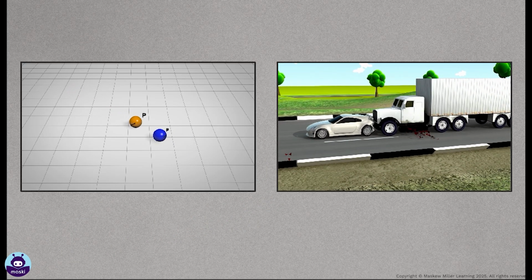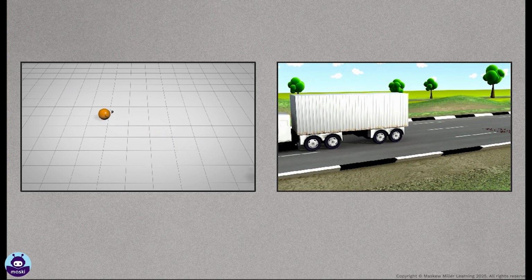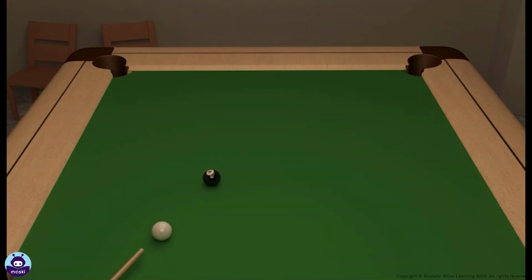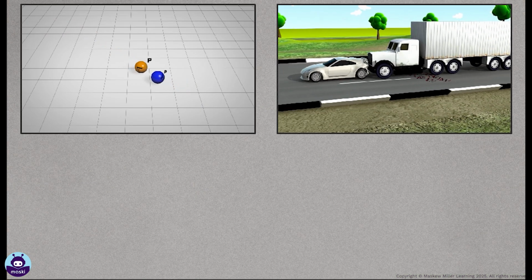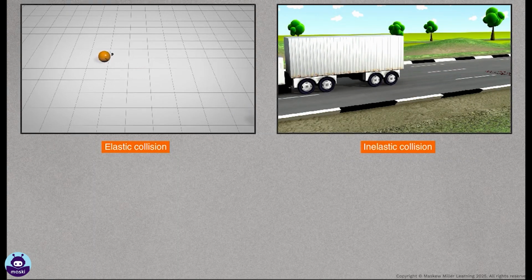Types of collisions. A collision involves the interaction between two or more objects, where the objects come in contact and then move together or in different directions. In collisions, we consider the colliding objects to be a system. If there are no external forces acting on the system, it is an isolated system, and total linear momentum is conserved. Collisions are classified into two types: elastic collisions and inelastic collisions.